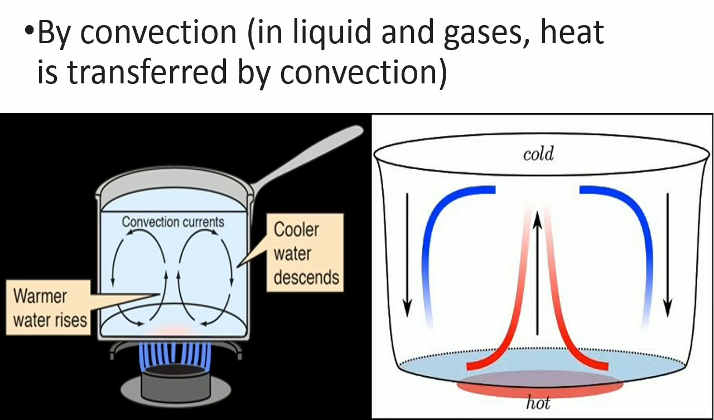So the difference between conduction and convection is, in conduction, the transfer of heat happens due to the passage of heat from one particle to another particle. But in convection, the particles get heated up and actually move, and this is how the heat gets transferred. This movement of particles is also known as a convection current.